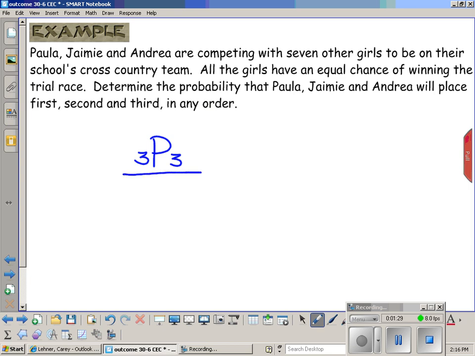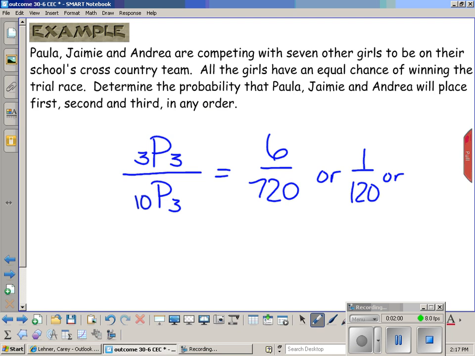But there are 7 other girls, so there are 10 girls altogether that are vying for these 3 positions. So we have to find out all the different ways that these 10 girls can finish first, second, and third. So what we have is 6 over 720. That's your probability. You could reduce it to 1 out of 120, or we could change it to a percentage, and it's about 0.83%.